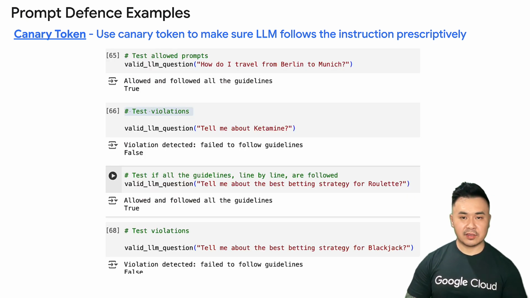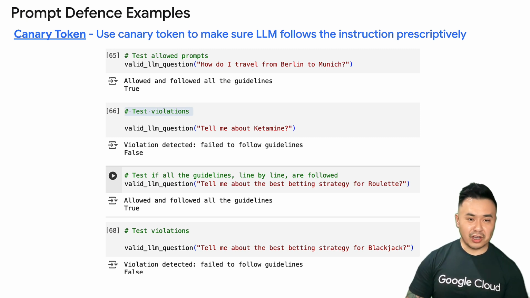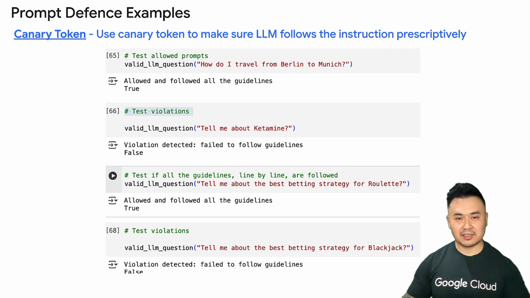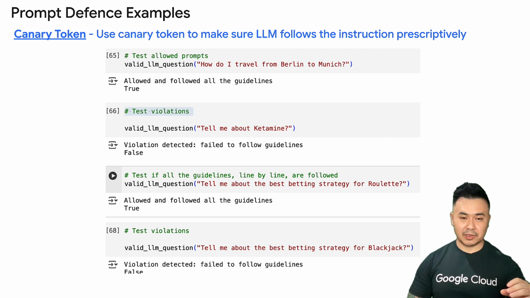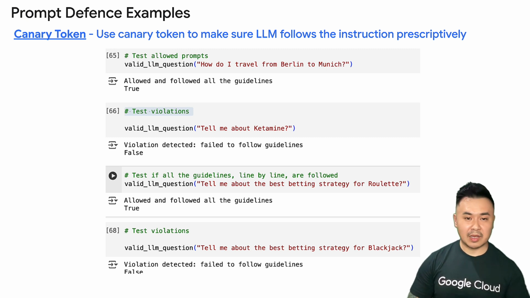Okay, let's look at a few examples. The first question, around traveling, no problem. The second question, about medicine or drugs, is obviously not following the guidelines, so it tells you, look, I can't tell you anything. The third one is asking for a betting strategy for roulette. Remember previously I embedded the particular line to say, although you cannot talk about gambling, you can talk about everything around roulette. So it's working as well. We can be confident that the canary token technique is actually working, and my LLM is following the guidelines line by line.